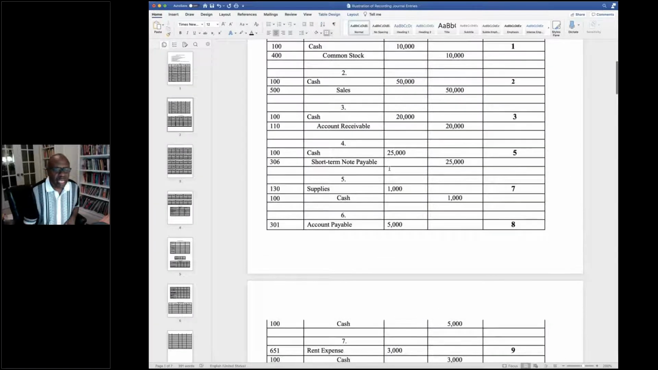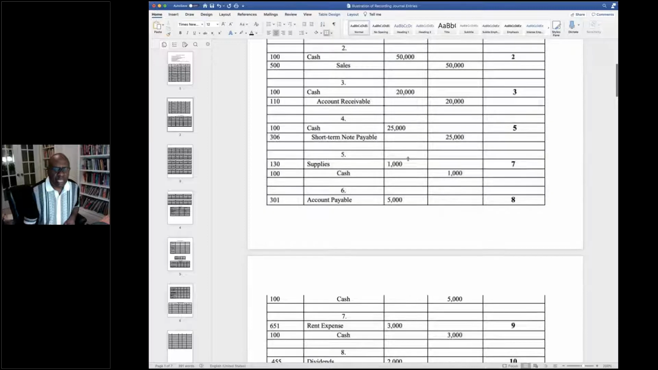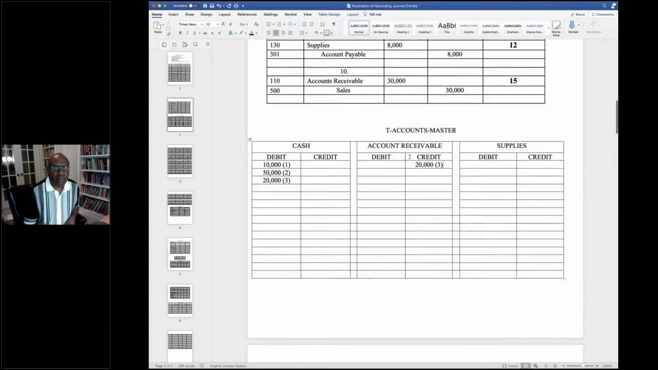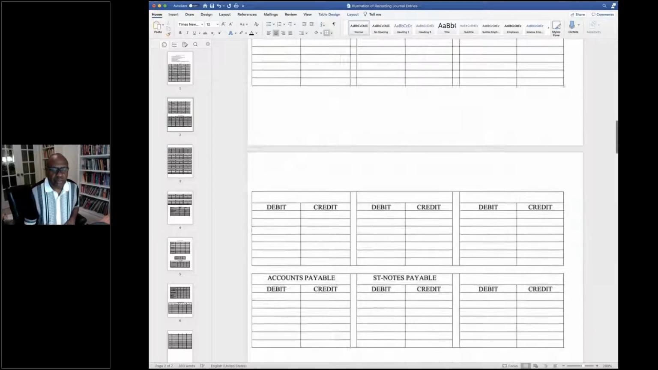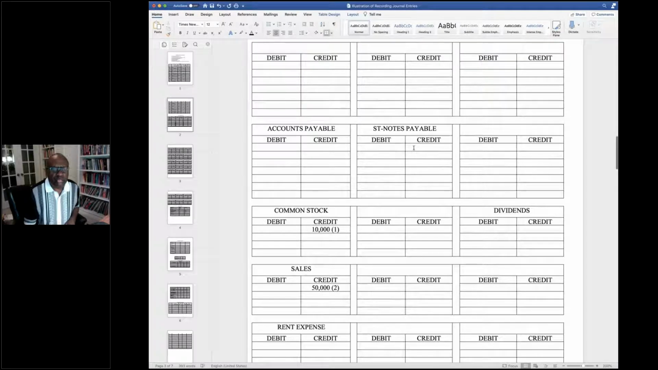And we're going to continue this process. We received a short-term loan for $25,000. And so having received this loan, once again, we're going to debit cash for $25,000. And we're going to credit short-term note payable for $25,000.